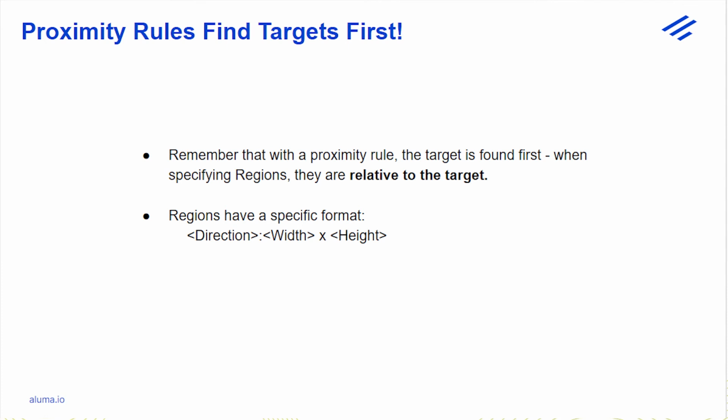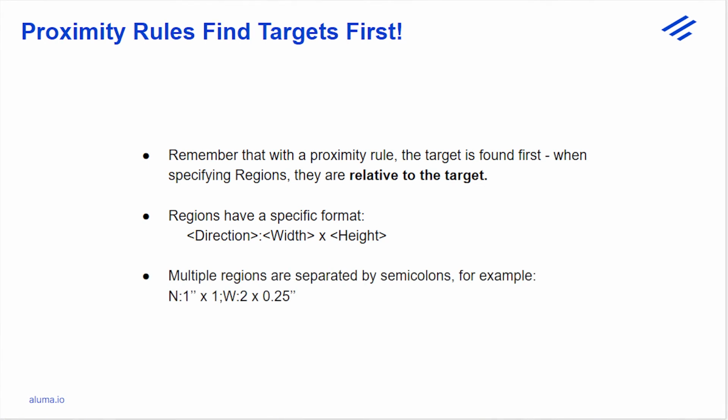Each rule uses regions, which have a specific notation in the form of a direction and an operational area, width multiplied by height. If a result of the keyword search lies within this area and direction of a result from the target search, the rule condition is met for the target result.